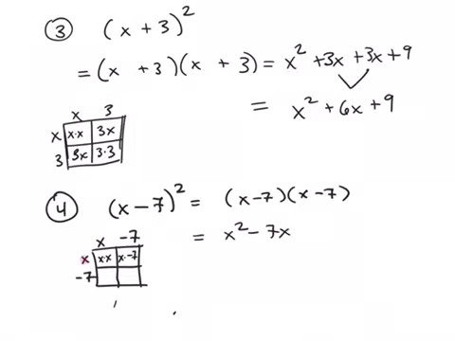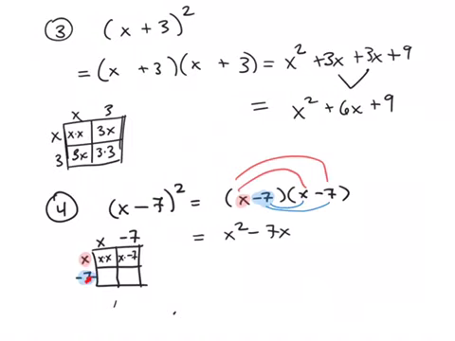So with some color, this x gets distributed to give us x times x, and x times negative 7, to get the area of the top two boxes. Next, we'll distribute this negative 7. So we'll get negative 7 times x and negative 7 times negative 7.